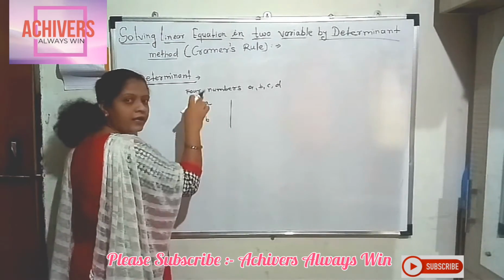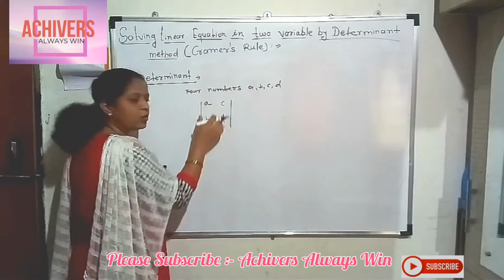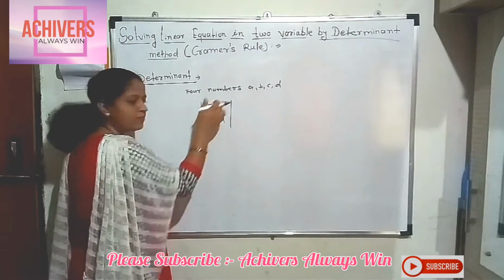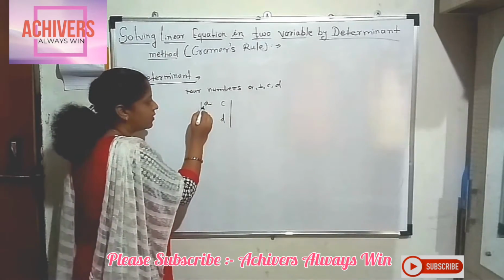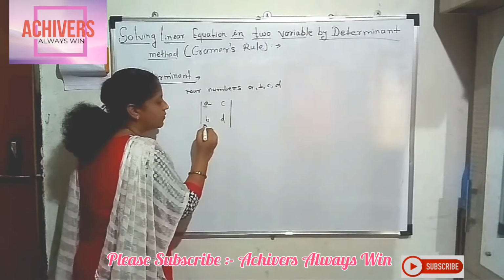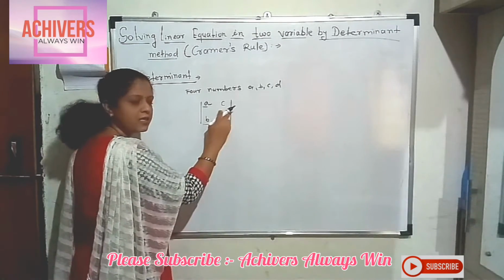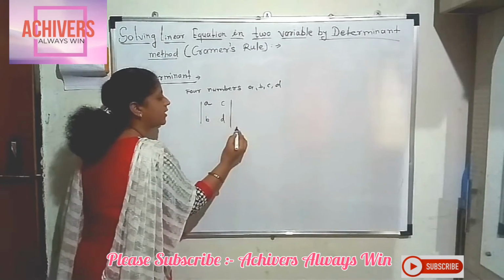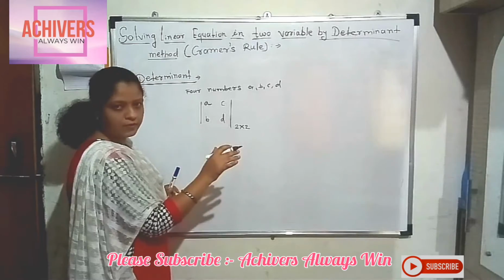A, B are in a column. C and D are also in a column. There are 2 columns and 4 elements: A, B in the first column, C, D in the second column. There are also 2 rows: the first row has the elements A, C and the second row B, D. Hence the order of that determinant is 2 by 2, 2 rows and 2 columns.